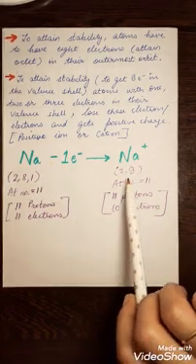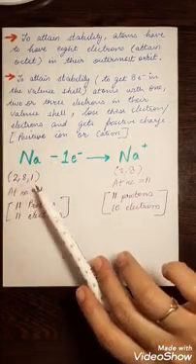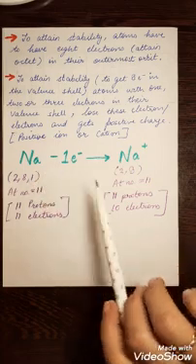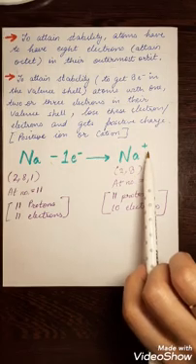So, only 1 positive charge will be shown. Now, the electronic configuration becomes 2, 8. Earlier it was 2, 8, 1. But after losing 1 electron from the outermost shell, it becomes 2, 8. And 1 positive charge will come.